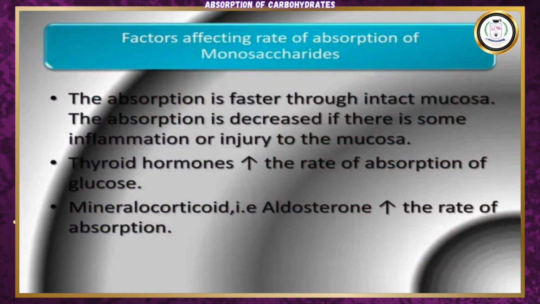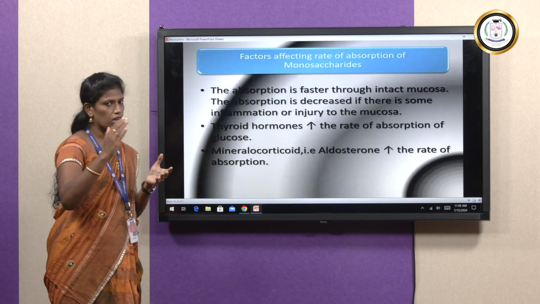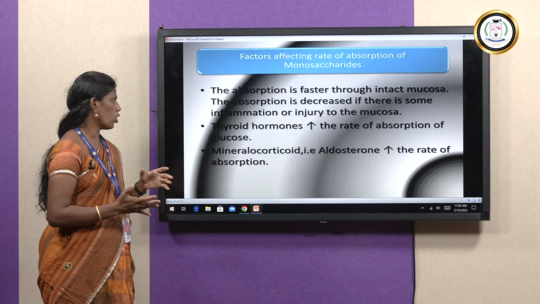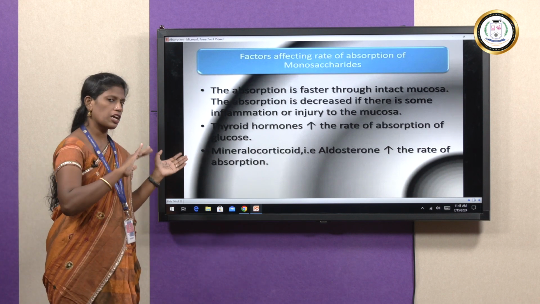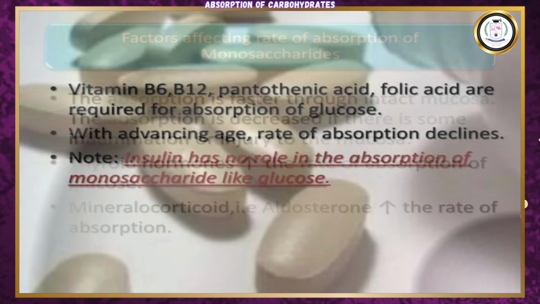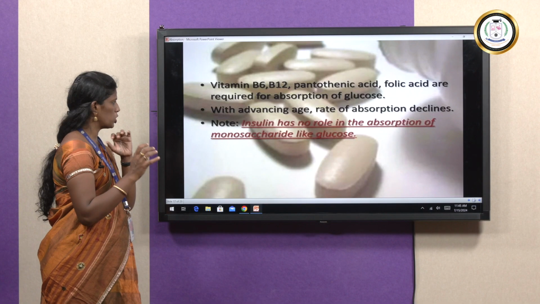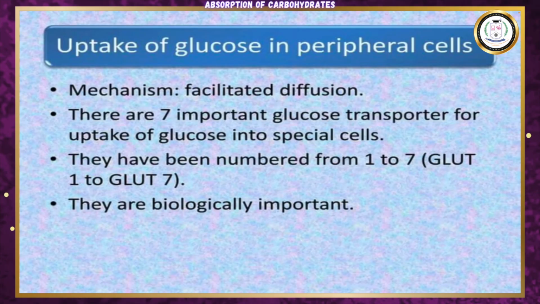Next, what are the factors affecting absorption of monosaccharides? The absorption is decreased when inflammation or injury is present. When thyroid hormone is increased, the rate of absorption also increases. When the mineralocorticoid aldosterone is increased, the rate of absorption increases. Absorption requires some vitamins like vitamin B12, pantothenic acid, vitamin B6 and folic acid. With advancing age, the rate of absorption declines. Insulin does not play any role in absorption of carbohydrate.